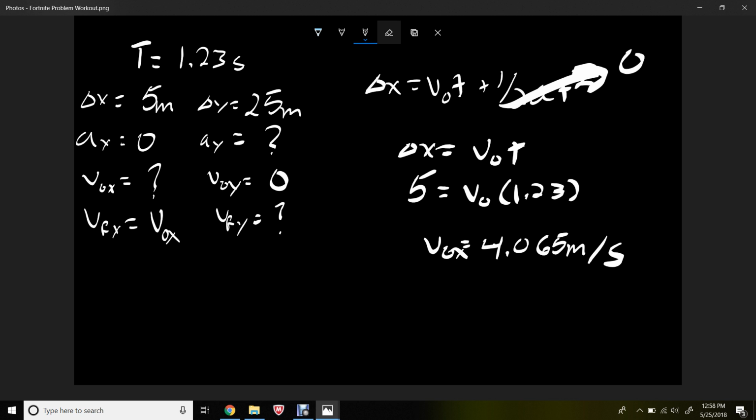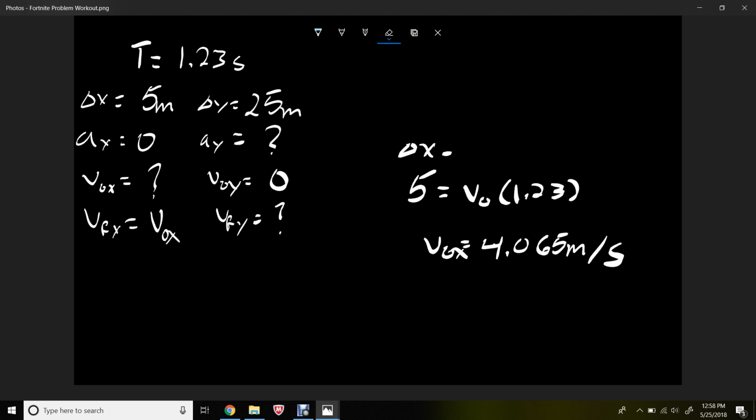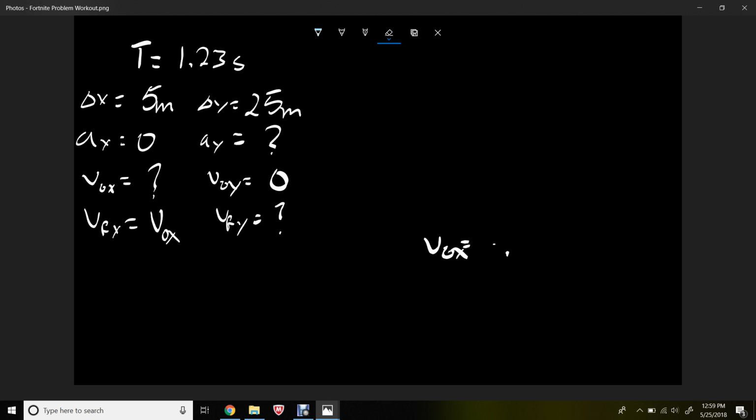Alright, so now erase all this. We'll do the next part. It gets a little bit more complicated, but not by much. There we go. Now to do the next part, solving for the acceleration in the y direction.